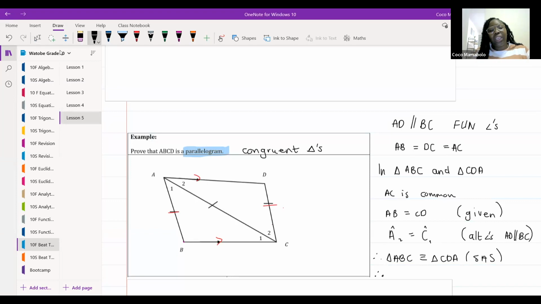Because of that, we can then say that ABCD is a parallelogram. And our reason here is because opposite sides are equal and opposite sides are parallel. Okay. All right.